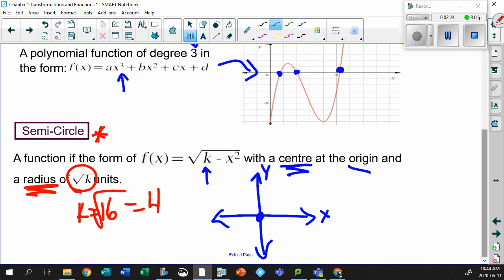So from the center here, you'd go 1, 2, 3, 4 in each direction. And you would draw yourself a nice little radius and a nice little semicircle. Oh, isn't that pretty? But I know what you're saying. Sir, I don't like the way this looks here. I don't believe you. So guess what I'm going to do?